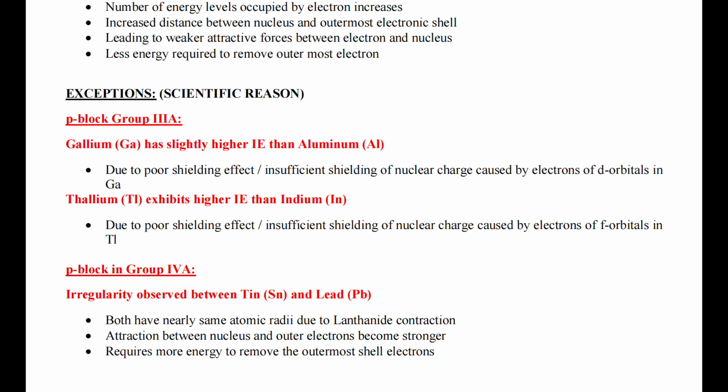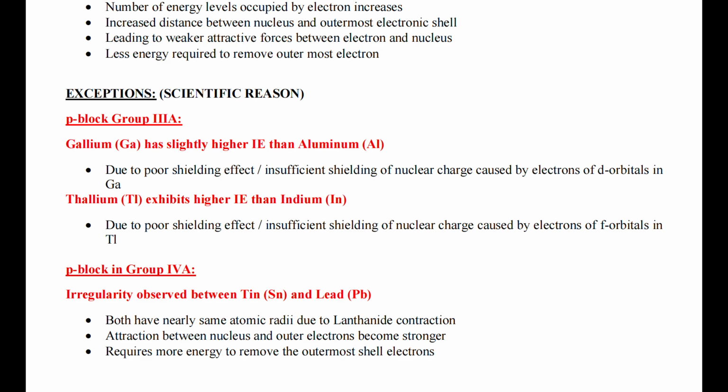For gallium, you have the d electrons. The d orbital is involved. And for thallium, the electrons of the f orbitals are involved. The reason is the same: poor shielding effect, or the insufficient shielding of the nuclear charge, by the d orbital electrons for gallium and the f orbital electrons for thallium.